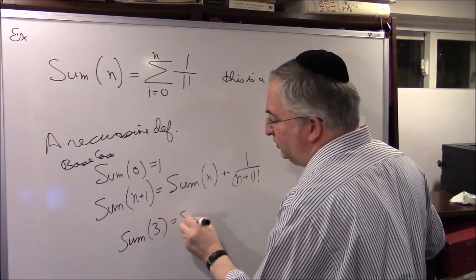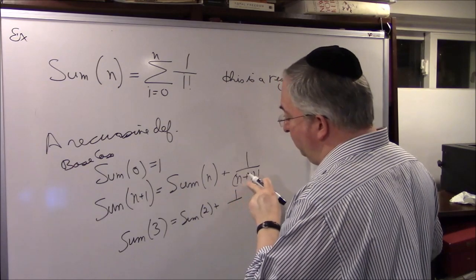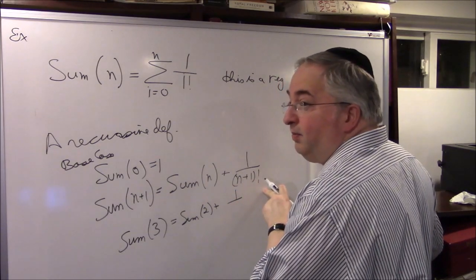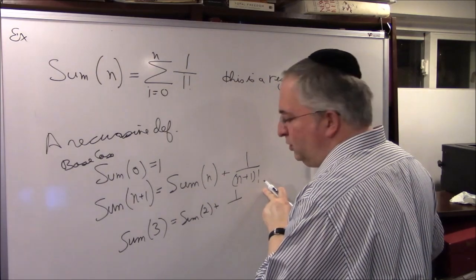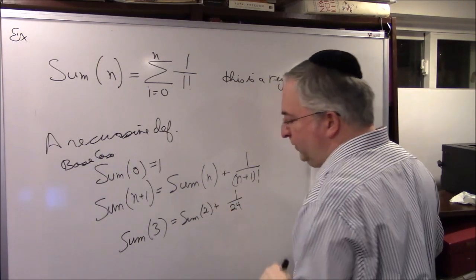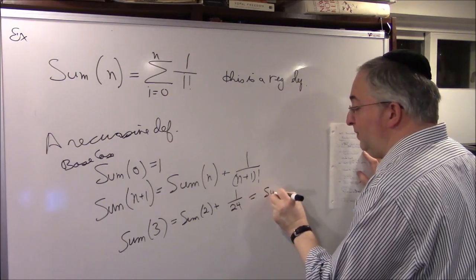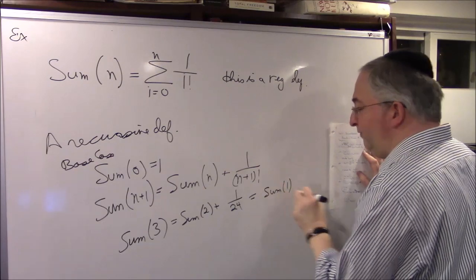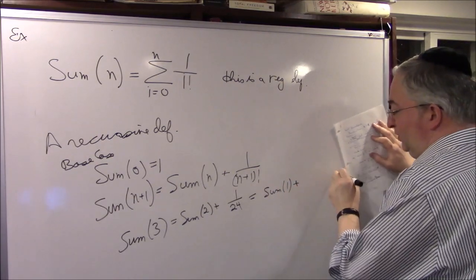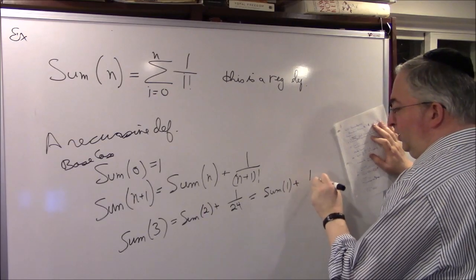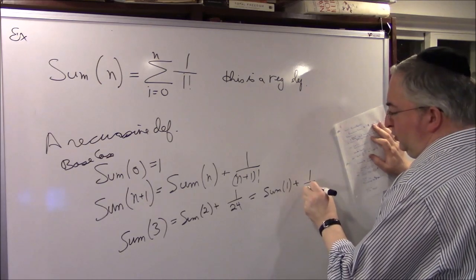Sum of 3 is equal to sum of 2 plus 1 over 3 plus 1 factorial. 3 plus 1 factorial is 4 factorial. 4 factorial is 4 times 3 is 12 times 2 is 24. Okay. Hold on. What's sum of 2? So this is equal to sum of 1 factorial plus, don't forget the 1 over 2 factorial.